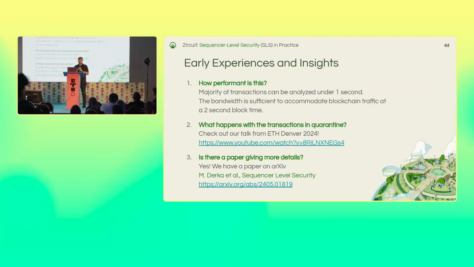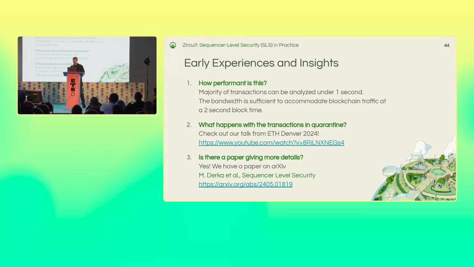So, some early experiences with this. Zerkit is currently on testnet. There are not so many hacks that happen on testnet, right? So a lot of this is based on our testing environments and various simulations. But the very obvious question is, how performant is this? At the beginning of the talk, I mentioned that Zerkit's block time is 2 seconds, right? So if I needed 10 seconds to analyze a transaction, that would again provide a very terrible user experience.